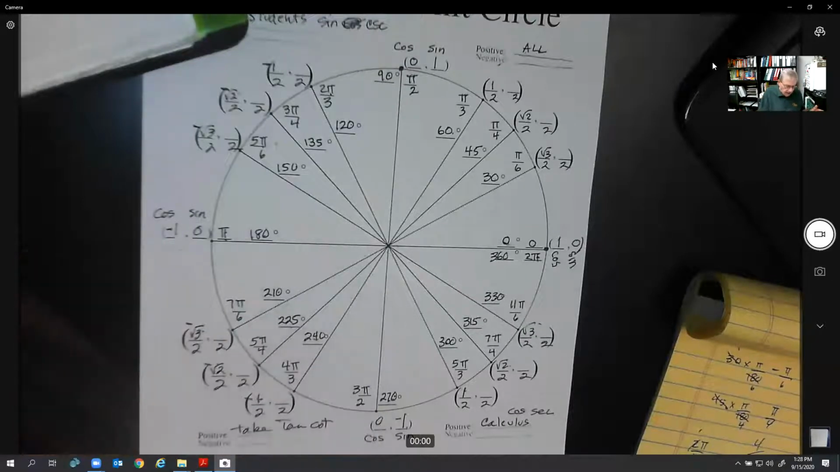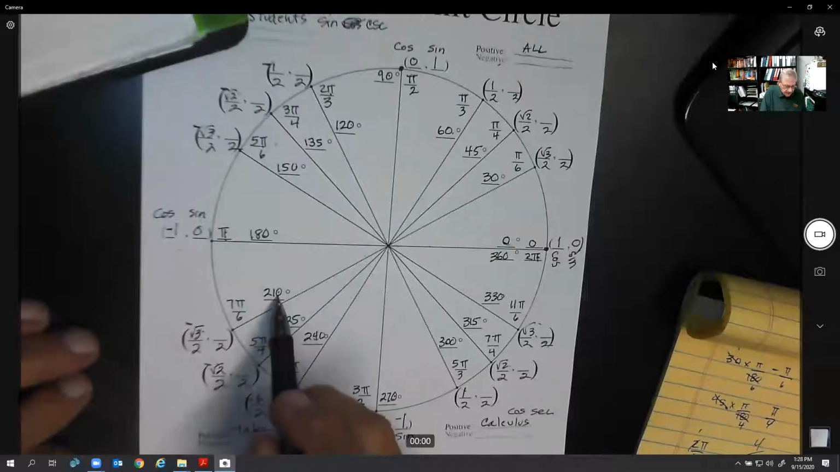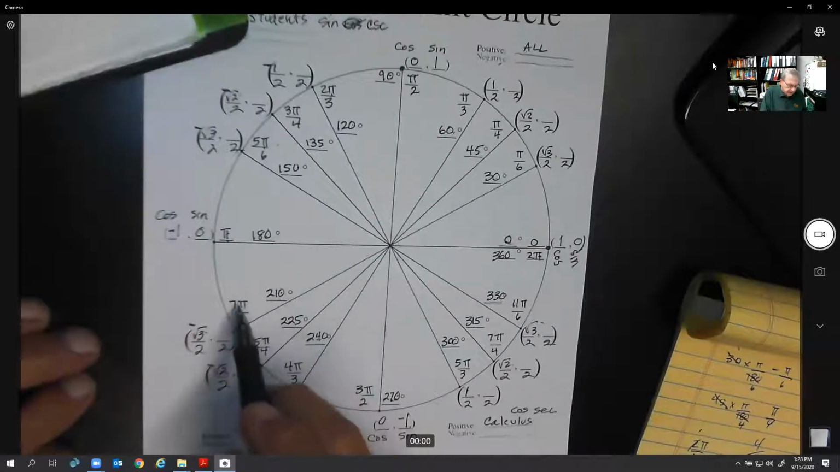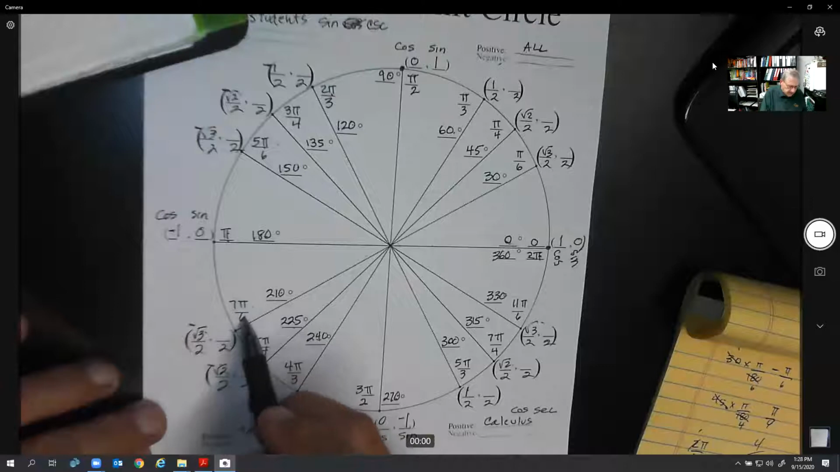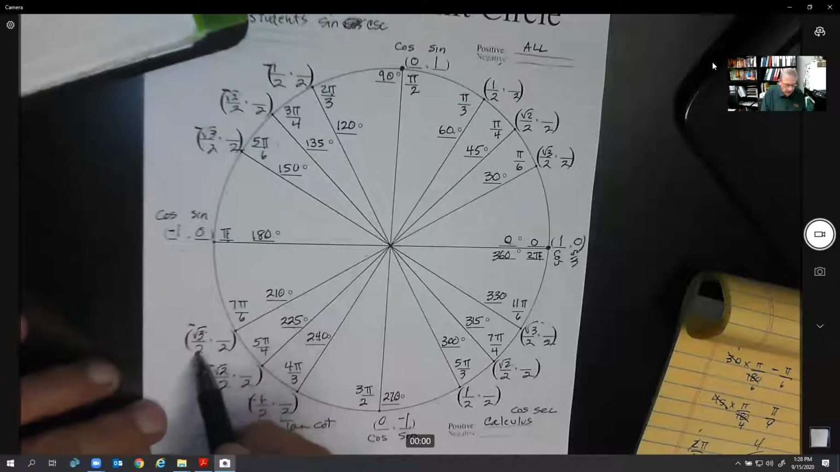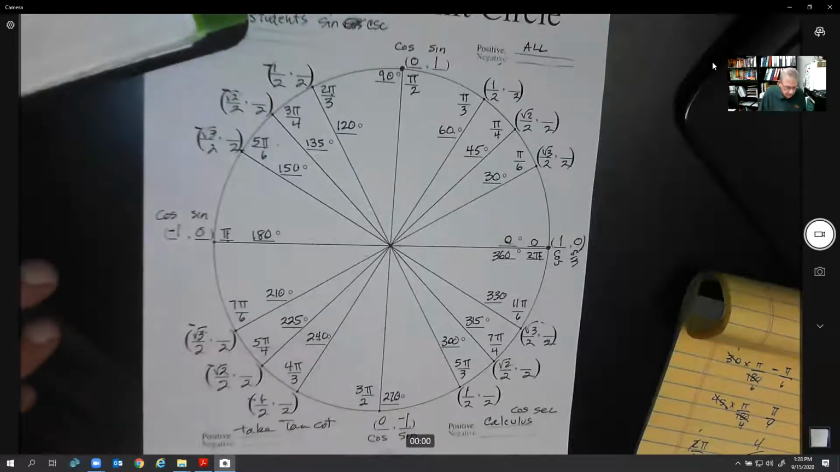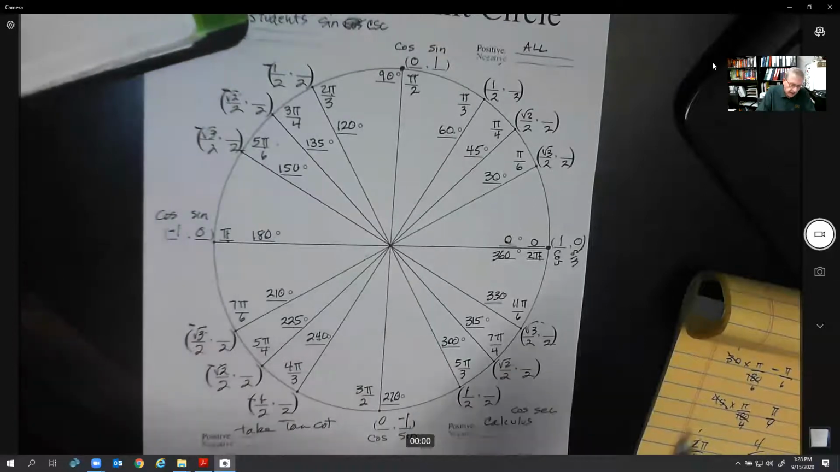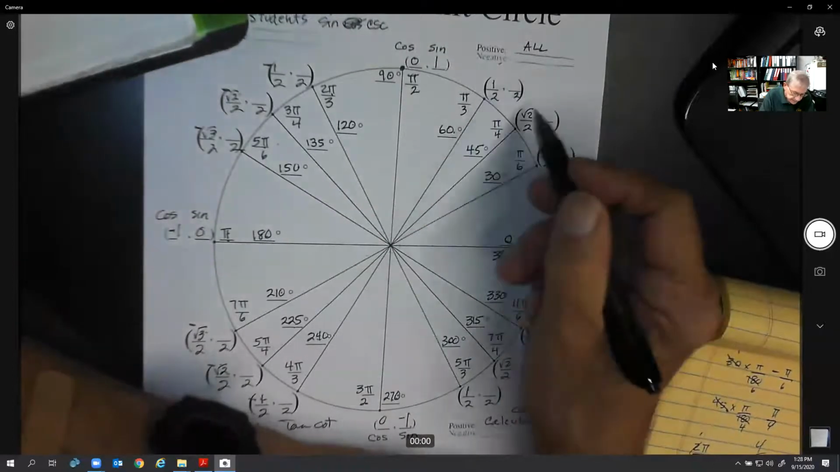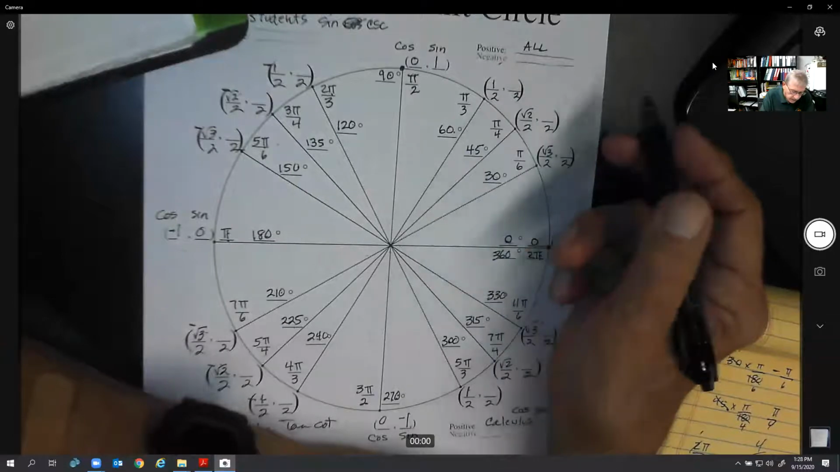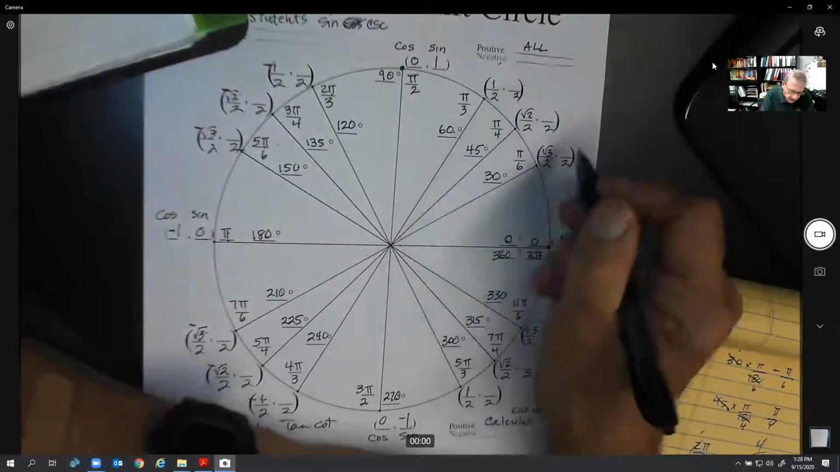So if I wanted to find the cosine of 210 degrees, it's the same thing as pi over 6. It's negative radical 3 over 2. I can find it real fast. Okay, now these are just the opposite. 1 and radical 3 over 2 always go together.